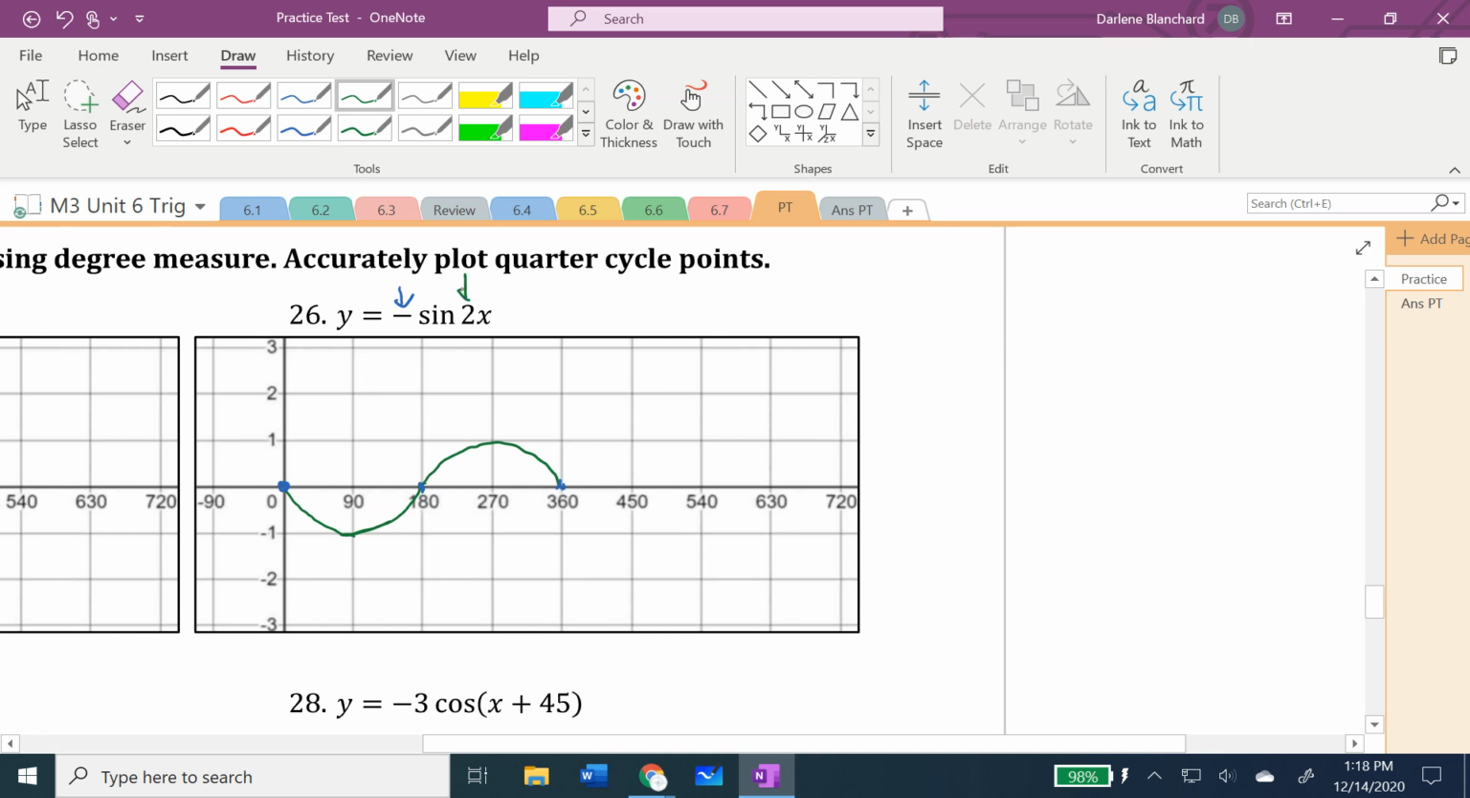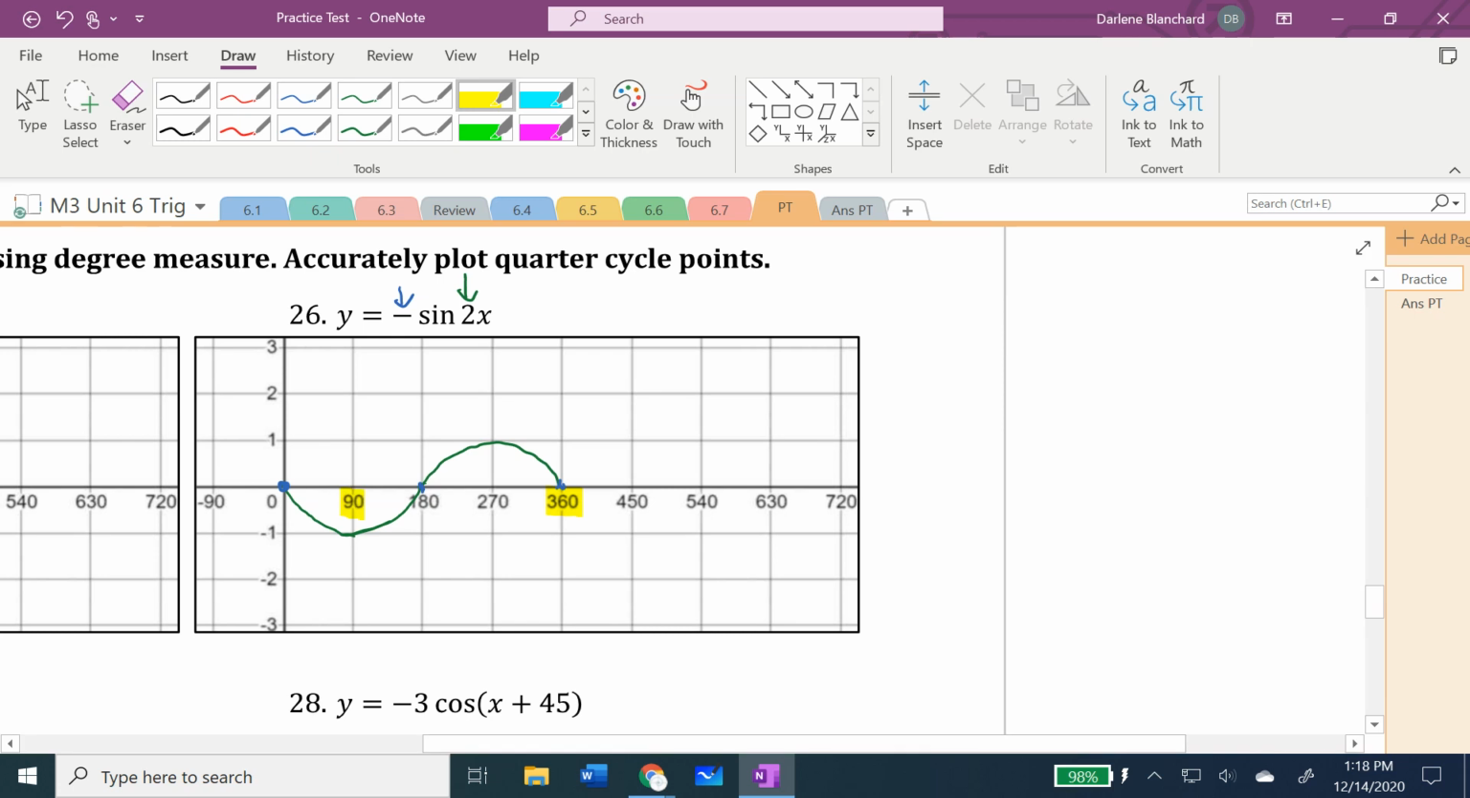Then we have the multiplication by 2 for the x. Every time x has an operation with it, you do to the graph the opposite operation. That says multiply by 2, so you're going to divide by 2. That means that my x-coordinate 360 will be divided by 2, and this graph will finish its cycle in 180.